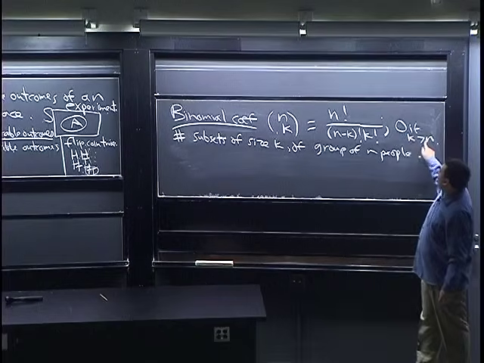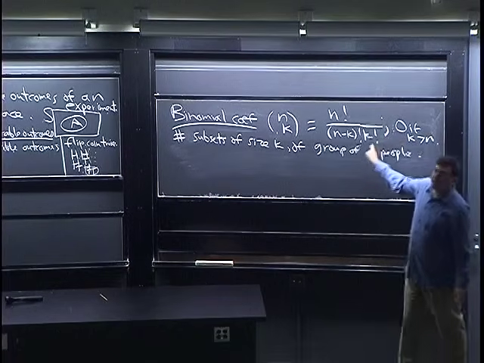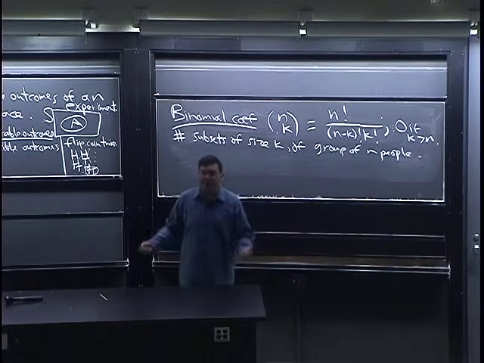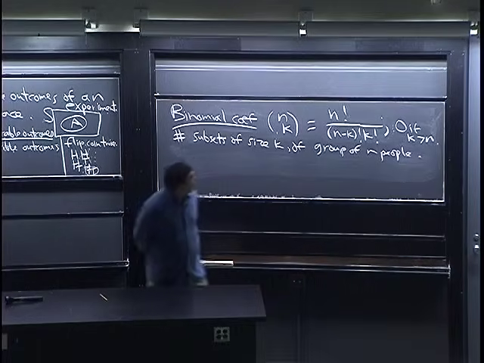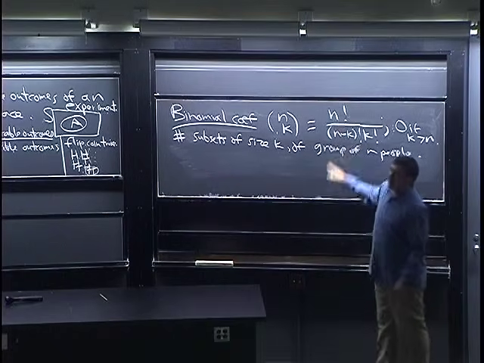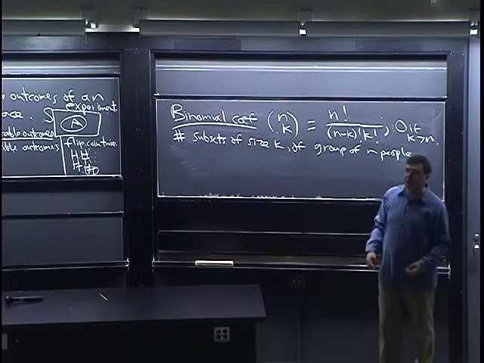So if k is greater than n, it has to be defined as 0, because if you have 10 people, you can't choose 11 of them. It's impossible, okay? So if k is less than or equal to n, it's equal to this, and let me just quickly tell you the reason why.